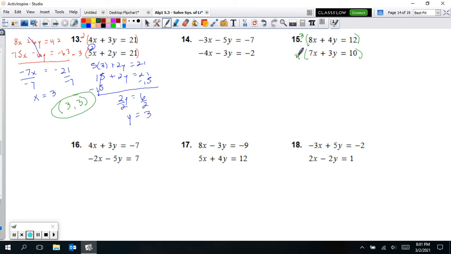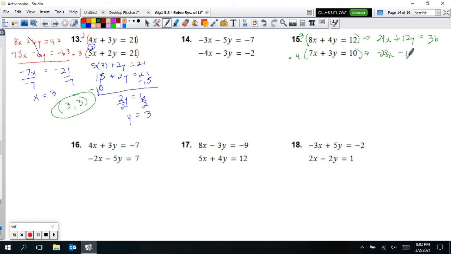Same sign again, so one of them is going to have to be negative. I'll just make the 4 negative there. And let's go ahead and move them this way. So 3 times 8 is 24x. 3 times 4 is 12y. And 3 times 12 is 36. And then negative 4 times 7, move it this way as well, is negative 28x.